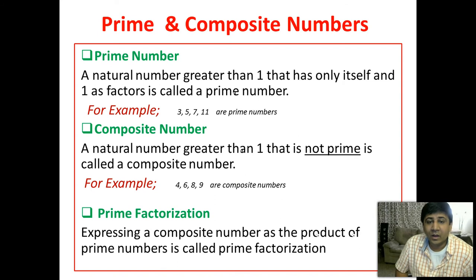Now any composite number, we can write it as a product of prime numbers, and this is called prime factorization, a very important concept. I want you to pay attention to this. When we arrive there, I'll tell you again. So any composite number, we can express as a product of prime numbers.